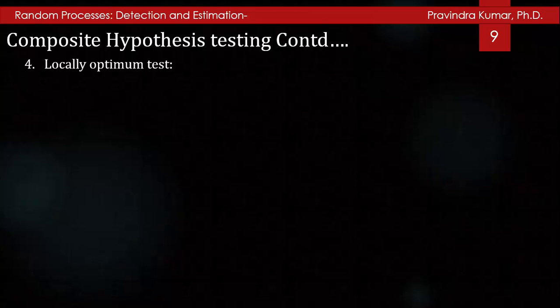Now, what is a locally optimum test? In many cases of practical importance, we can develop the optimum decision rule according to certain criteria, the NP test and Bayesian test. The optimum test consists of processing the observation X to find the likelihood ratio, and then comparing the likelihood ratio to some threshold value. When this likelihood ratio is greater than gamma, or some threshold value, then you will decide H1, and if the likelihood ratio is less than some threshold value, then you will decide H0 is true.